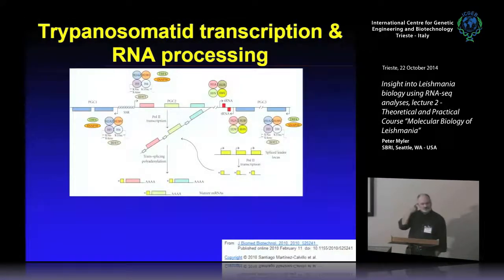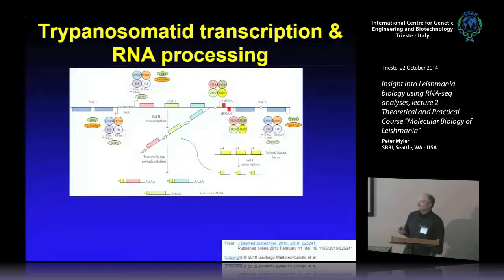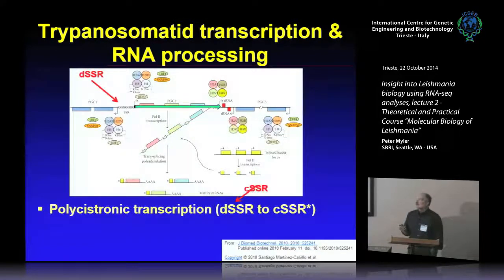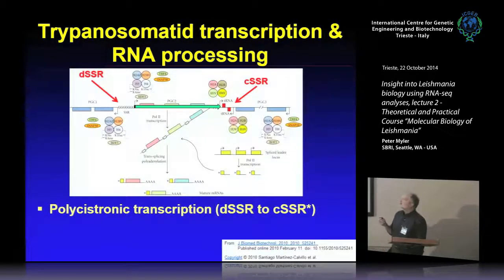Just to remind you that transcription and RNA processing are a little bit different in trypanosomatids than in other organisms, in that they have polycistronic transcription. Transcription starts generally in these divergent strand switch regions, usually in runs of Gs actually, and proceeds polycistronically, transcribing sometimes hundreds of genes until it ends usually, but not always, in a convergent strand switch region, which often has a tRNA gene involved with it.